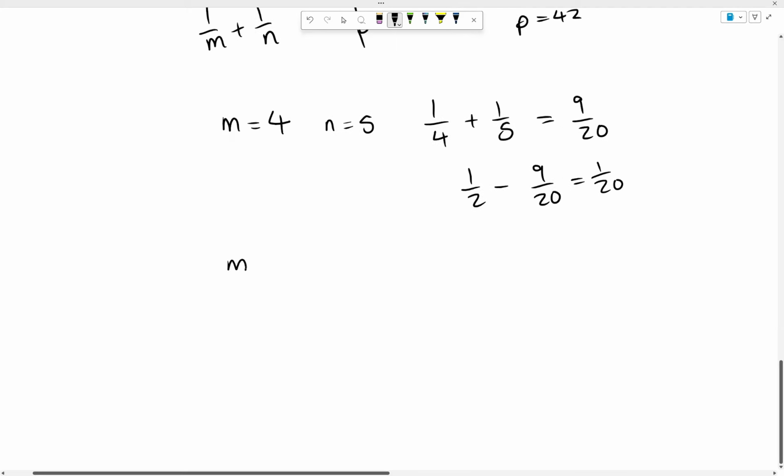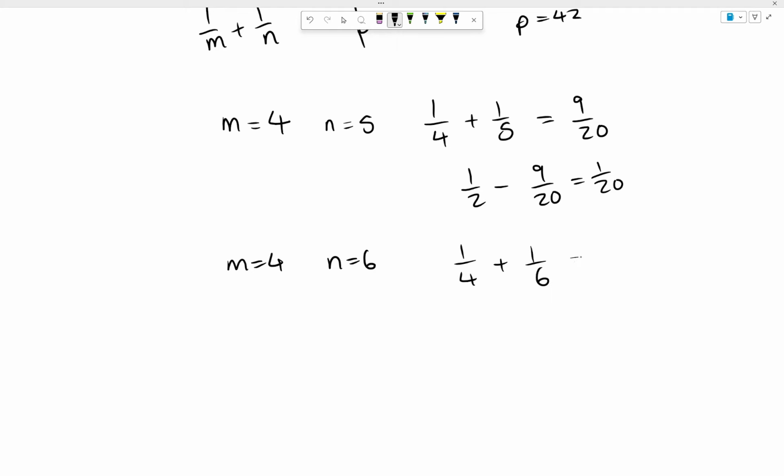So next I'm going to try m equals 4 and n equals 6. And that would give 1 over 4 plus 1 over 6 is equal to 5 over 12. And then a half minus 5 over... I see. Okay, I think I know what we can do.